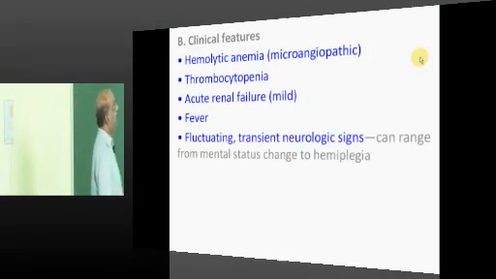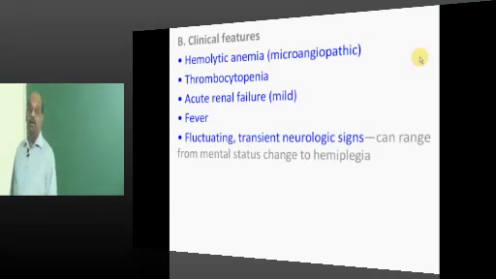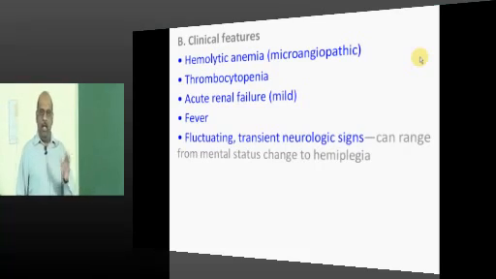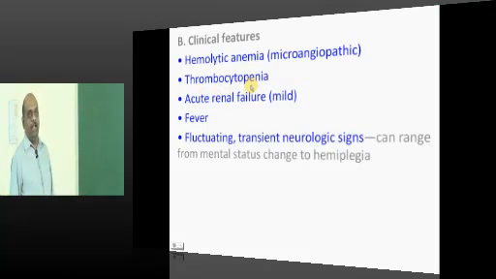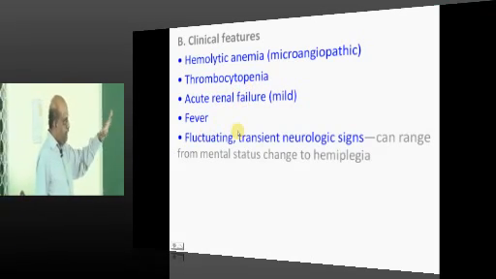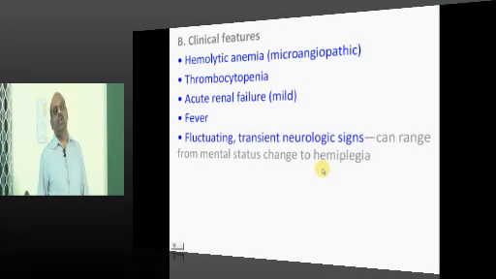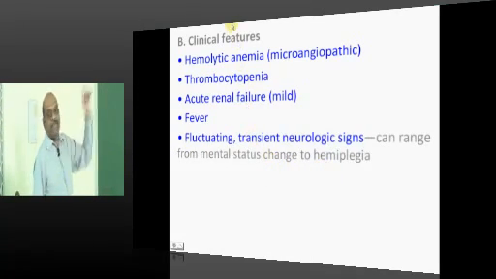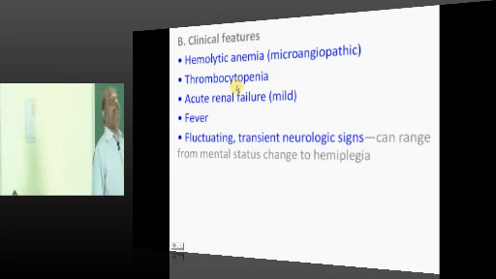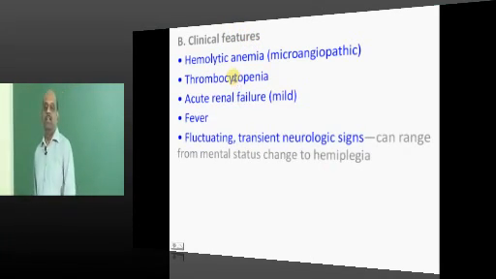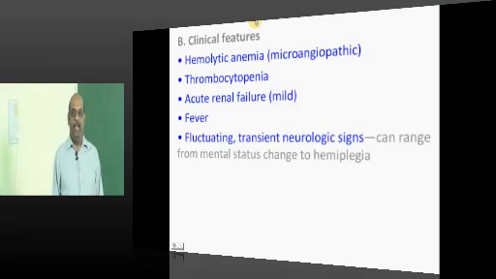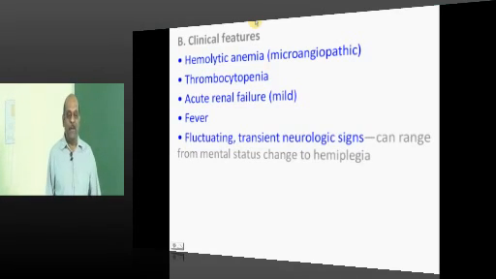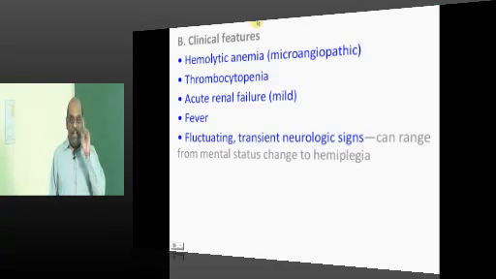Now coming to the clinical features. There is a hemolytic anemia due to the microangiopathy. Thrombocytopenia will be there, renal failure, fever and fluctuating transient neurological signs. What is this called, doctor? Reynolds pentad of microangiopathic thrombocytopenic purpura. Some of our classmates will be experts in some topics. They will ask favorite questions. What is Reynolds pentad? What is tetrad, etc.